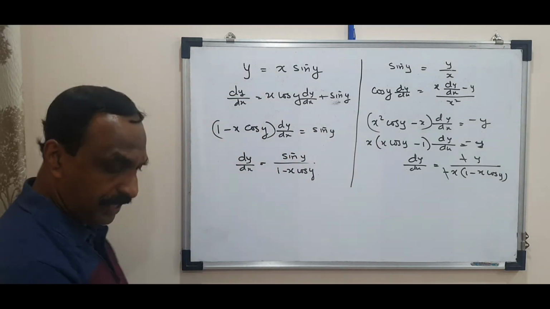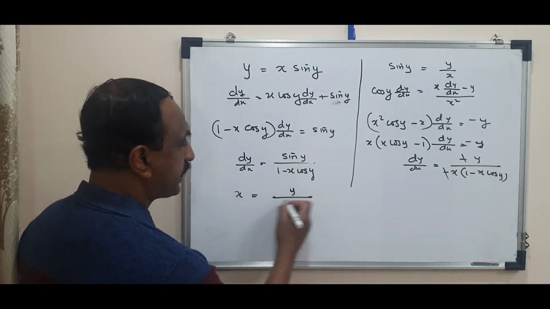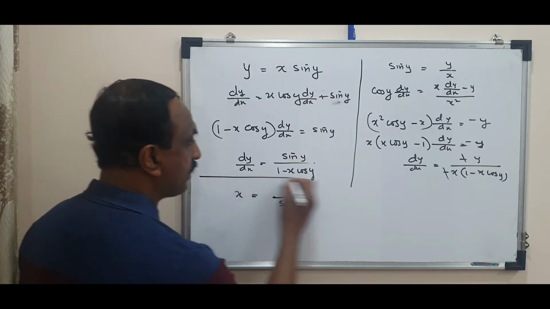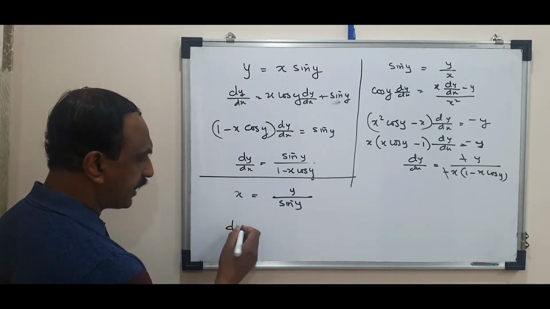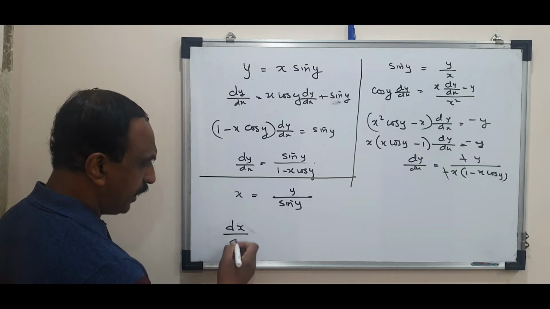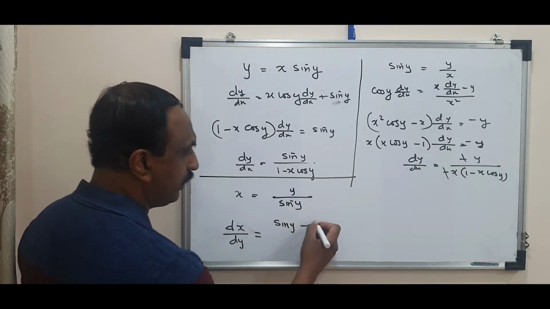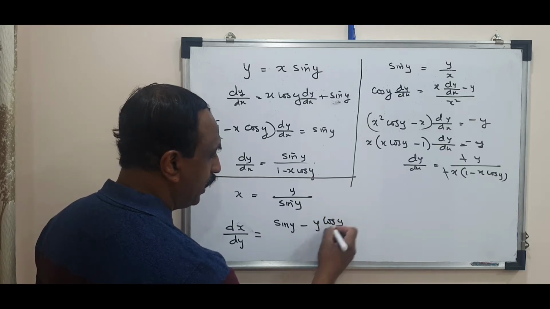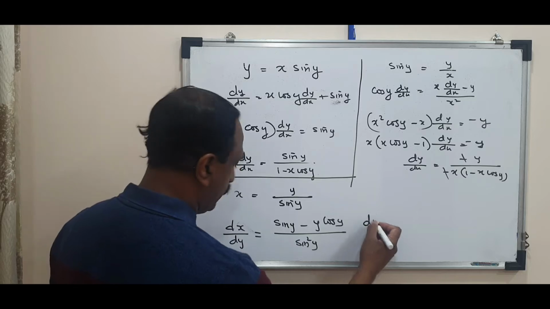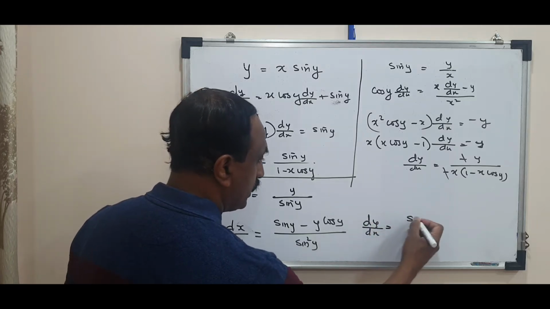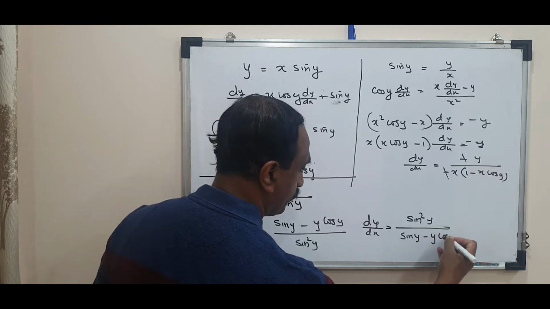Now another example I want to show you. Suppose I make x as a subject. What happens? Let's have a look at this. So your derivative will be 1 is equal to, or you may take dx by dy. Dx by dy will be differentiating with respect to y: sine y into 1 minus y into cos y upon sine square y. Now your answer became dy by dx is equal to sine square y upon sine y minus y cos y.